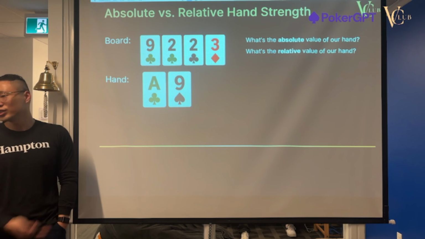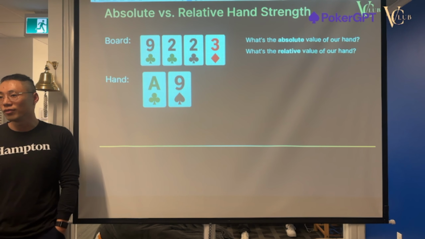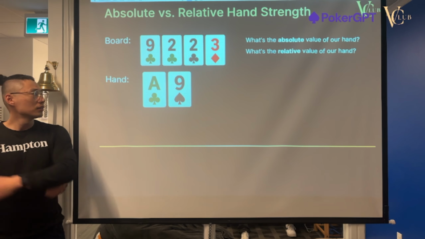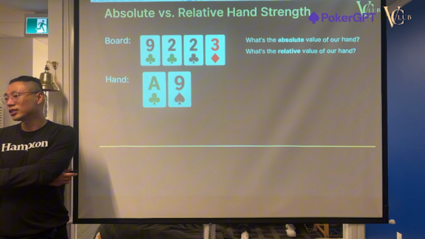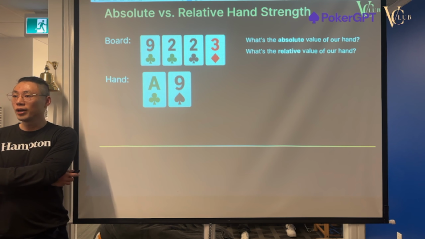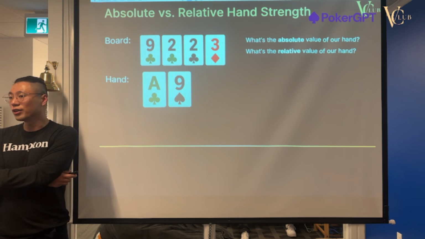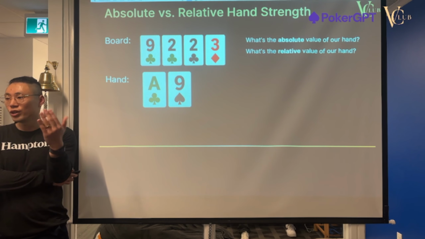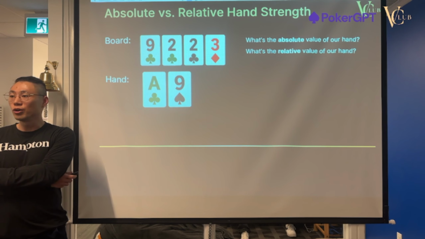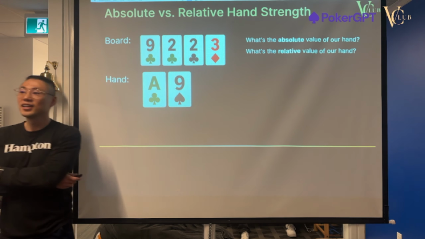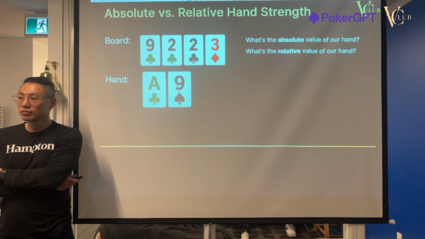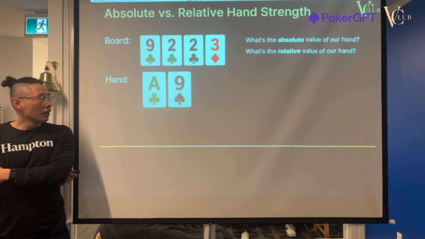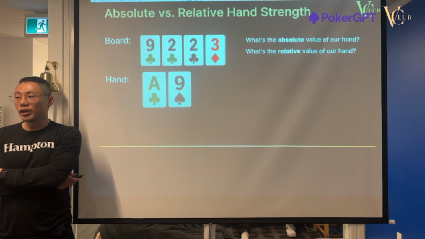Conversely, what's the absolute value of our hand on this board when we have ace-9 on 9-deuce-deuce-3? Yeah, so we've got 2 pair again, but do you guys think this is strong? Now when we think about relative value, do you guys think this is high relative value, medium, low? Medium. Yeah, you only lose to pocket pairs. I think it's relatively strong. Yeah, plus you've got a blocker as well. Yeah, so this is a relatively strong hand, right?